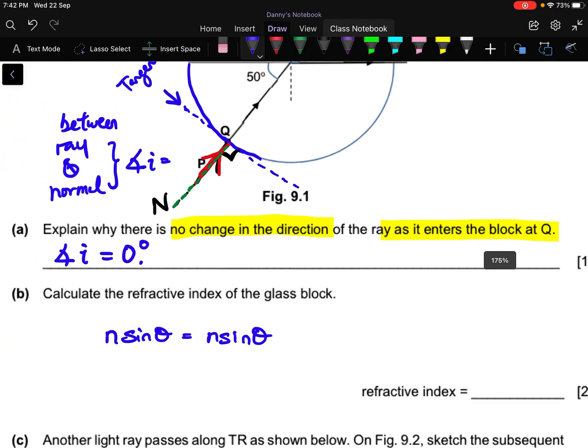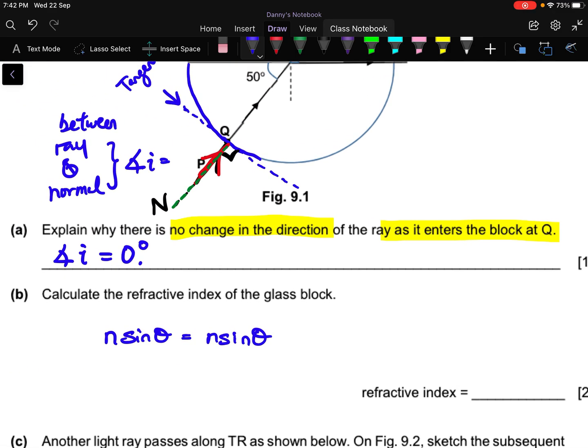So because this is just one line, one mark, you can just say that, oh, because the angle of incident is 0, so therefore your angle of refraction will also be 0. So by the way, this one is refraction. But what if it is two lines? What if you need more detail?